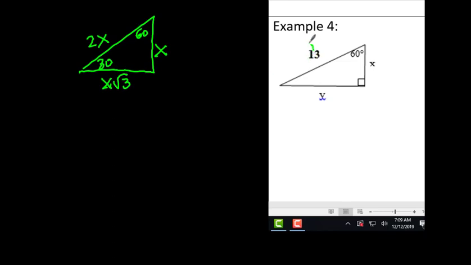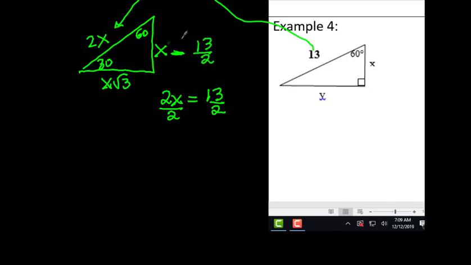Well, we've been given the hypotenuse. So I know I can set that equal to my hypotenuse. That means 2x has got to equal 13. Solving for x, divide by 2, divide by 2. So this x here has got to be 13 over 2. That's what's across from the 30. So what's across from the 30 has got to be 13 divided by 2, which you could make 6.5 if you wanted to, but we're not going to do that.